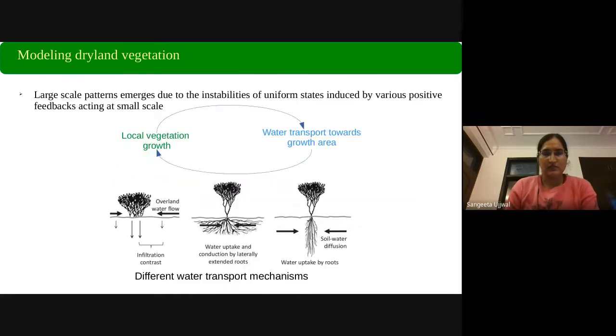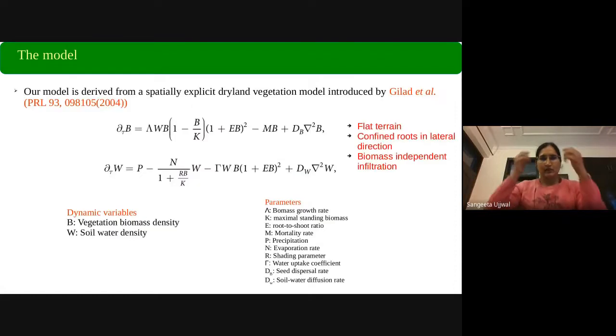So I will just come straight away to the model equation, because I think that will be good. This is the model equation that we have considered. It is taken from the famous model by Gilad. The original model was three-dimensional, so it had three variables: biomass, B, W, the underground water content, and another factor that represents the overland water flow.